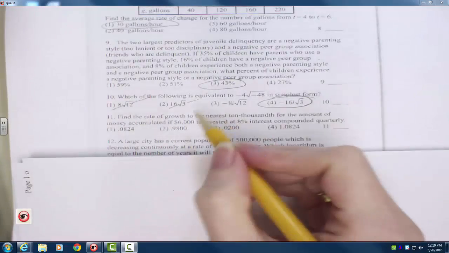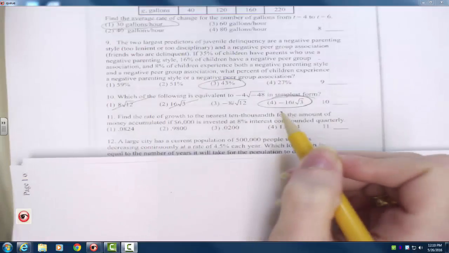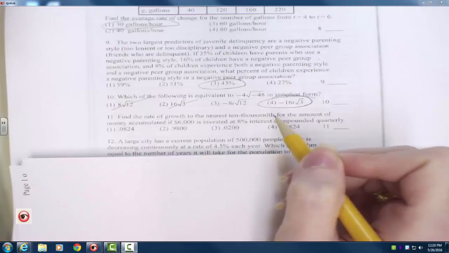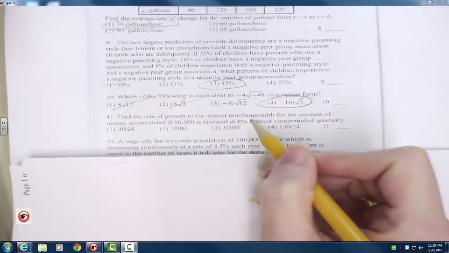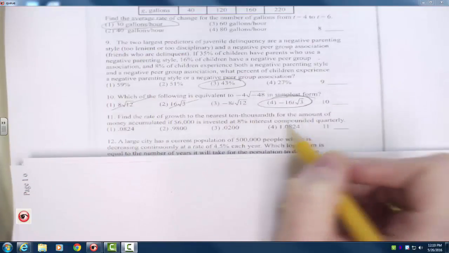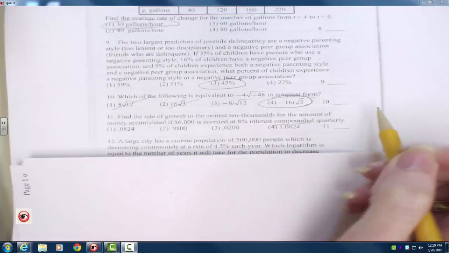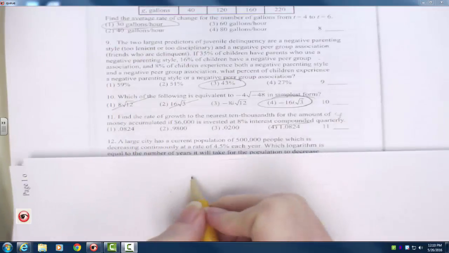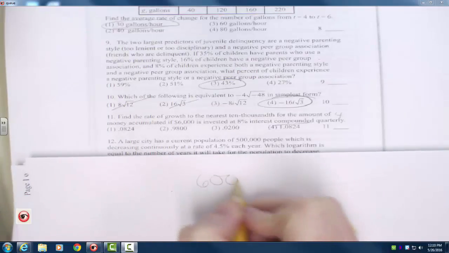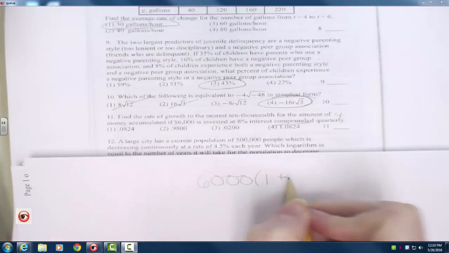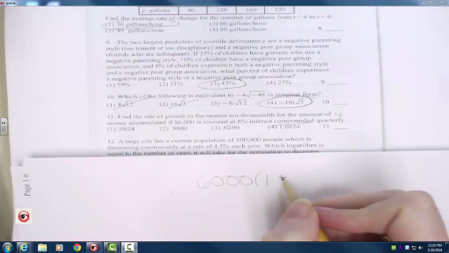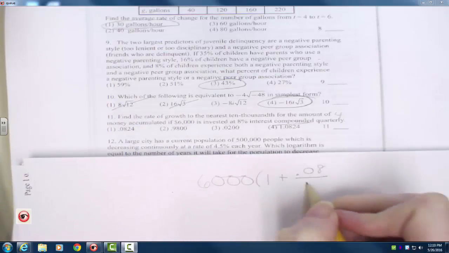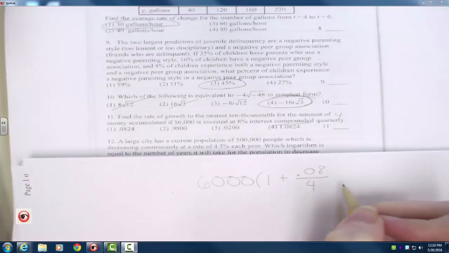Find the rate of growth to the nearest 10,000s for the amount of money accumulated if $6,000 is invested at 8% compounded quarterly. Quarterly, 4 quarters in the school year. And so I start to set up my formula. 6,000 times 1 plus 0.08 over 4. I will be checking in 4 times.